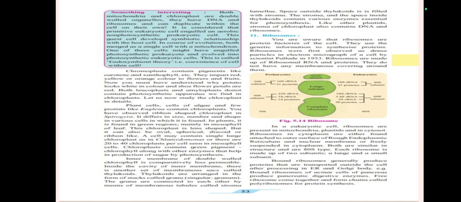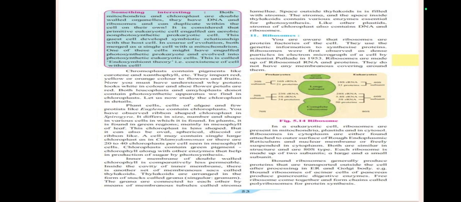The plant cells of algae and a few protists like Euglena contain chloroplasts. You have observed the ribbon-shaped chloroplast in Spirogyra. It differs in size, number, and shape in various cells in which it is found. In plants, it is found in green regions, mainly in the mesophyll of the leaf. This chloroplast is lens-shaped, but it can also be oval, spherical, discoid, or ribbon-like. A cell may contain a single large chloroplast as in Chlamydomonas, or there are 20 to 40 chloroplasts per cell, as seen in mesophyll cells.